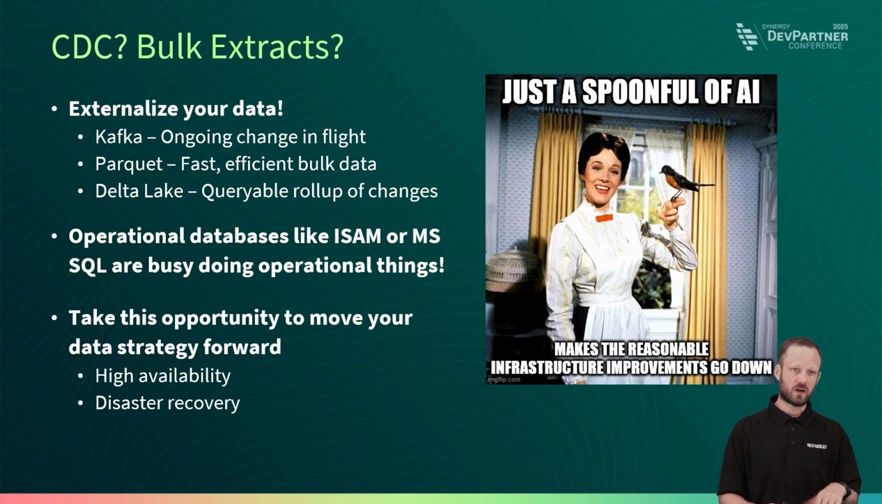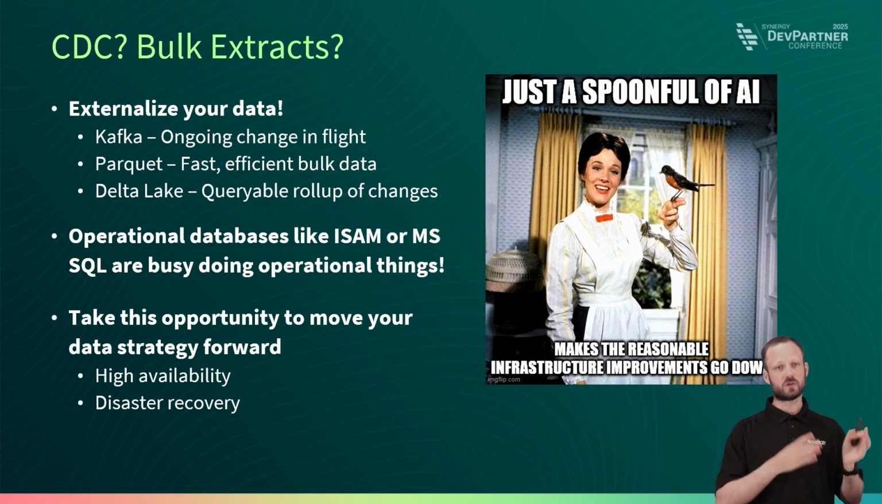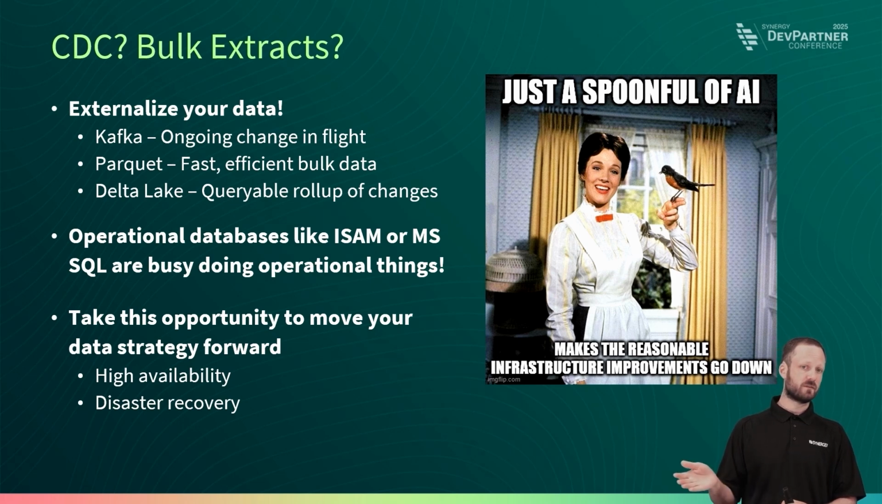So how do you externalize your data? We're pushing for Kafka, and we use Parquet for bulk data. Parquet is a columnar data storage. It stores big chunks of each column in your data, and it's really fast for analysis work, and it's very compact.